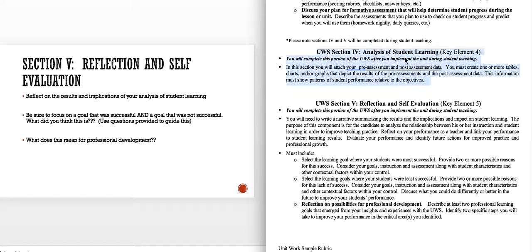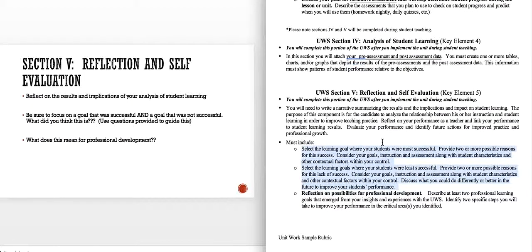That's section 4. Section 5 is all about reflection and self-evaluation. So now that you have all this data that you've collected in section 4, section 5 is where you're going to write a narrative summary talking about what are the results and implications of this student learning data. So did the students get it? Do they understand? Did you meet your objectives? We give you some hints over here of what you need to focus on. So make sure you focus on where students were successful and then also where they weren't successful. Sometimes we learn from things that didn't go so well better than the things that went well.